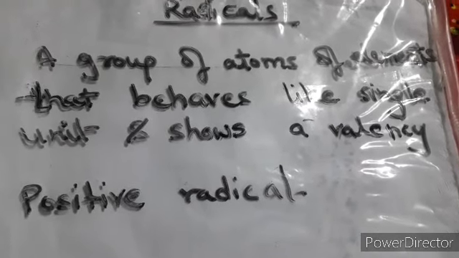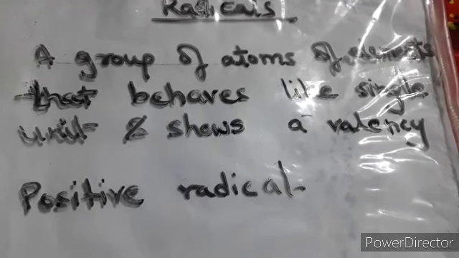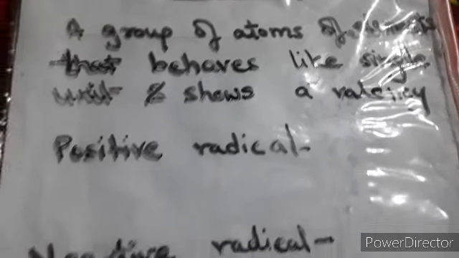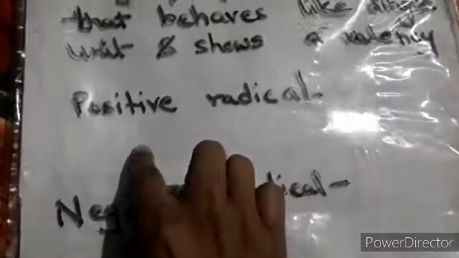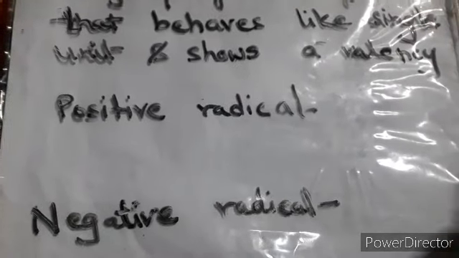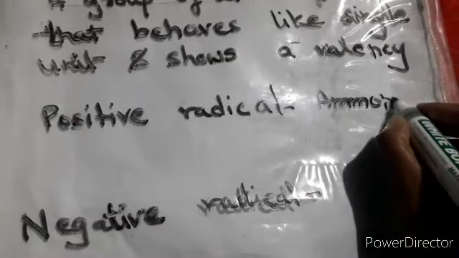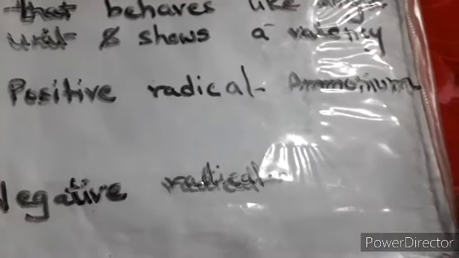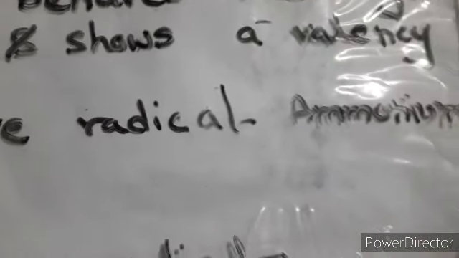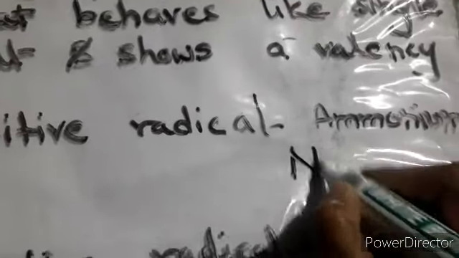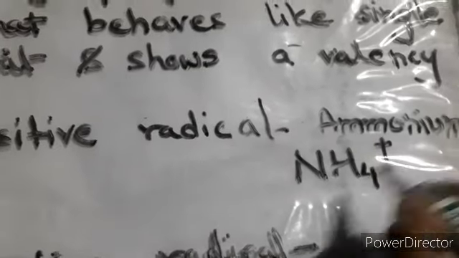And these radicals are of two types: one is positive radical and the other is negative radical. I have written both the names, positive radicals and negative radicals. We have to focus on what positive radicals are. So I am writing one example, and many times you have seen this example of ammonium. I'm not talking about ammonia, I'm talking about ammonium. And ammonium is NH4 plus.